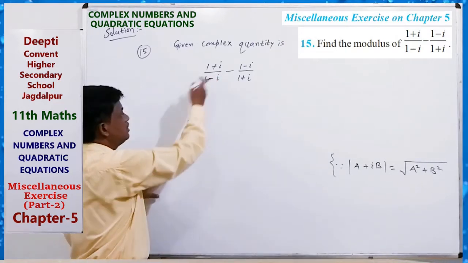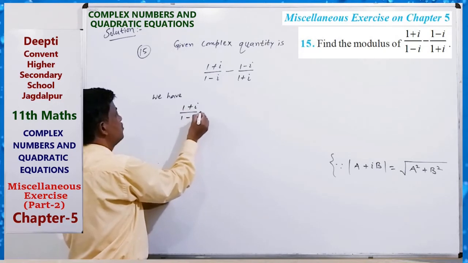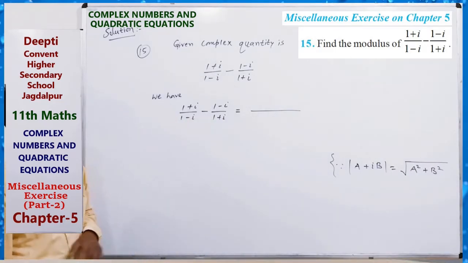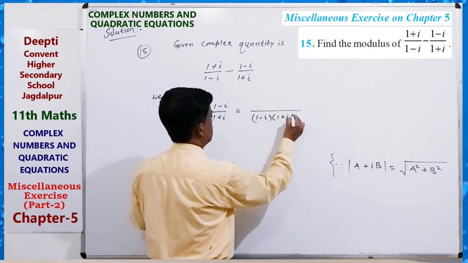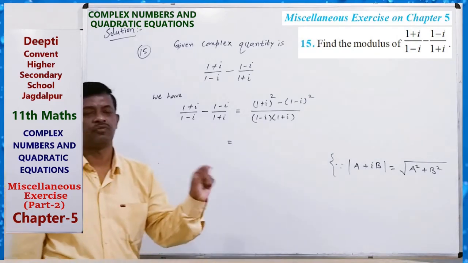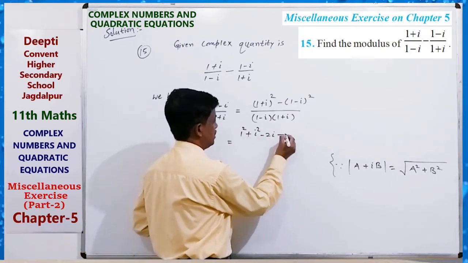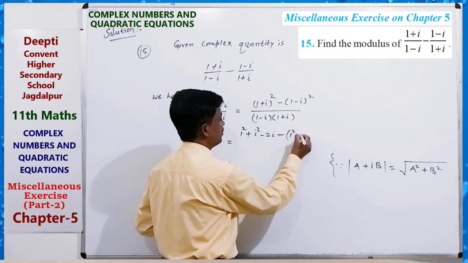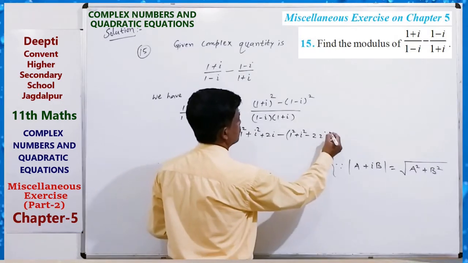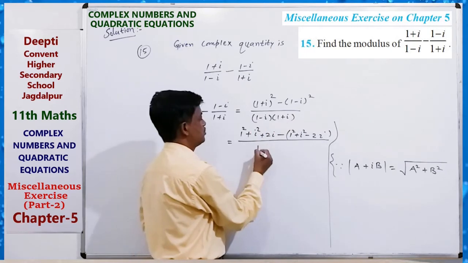So this is equal to (1 plus i) upon (1 minus i) minus (1 minus i) upon (1 plus i). Just take its LCM: (1 minus i)(1 plus i), and then (1 plus i) square minus (1 minus i) square. Now you can solve it and simplify it to the a plus ib format. So (1 square plus i square plus 2i) minus (1 square plus i square minus 2i), upon 1 square minus i square.